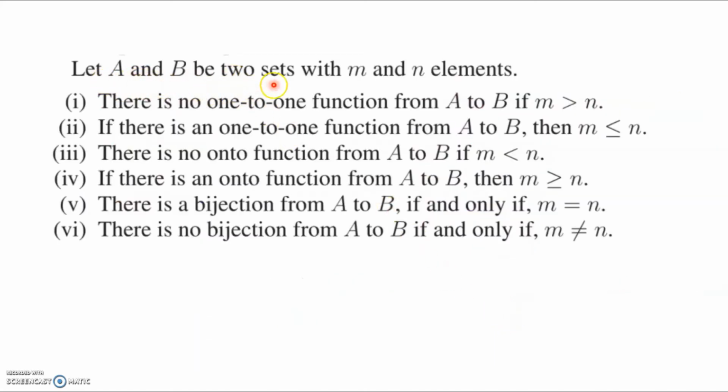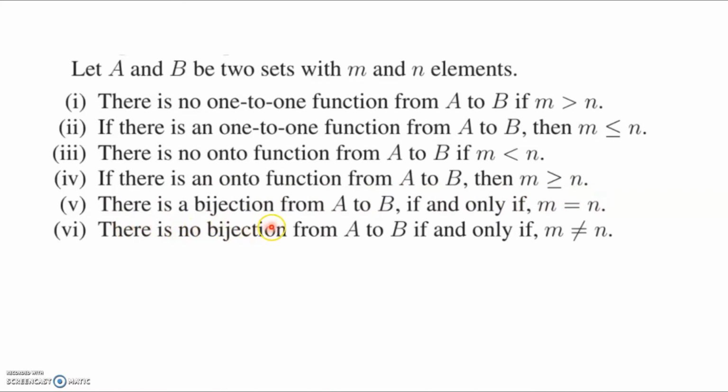Let A and B be two sets with m and n elements. There is no one-to-one function from A to B if m is greater than n. If there is a one-to-one function from A to B, then m is less than or equal to n. There is no onto function from A to B if m is less than n. If there is an onto function from A to B, then m is greater than or equal to n.